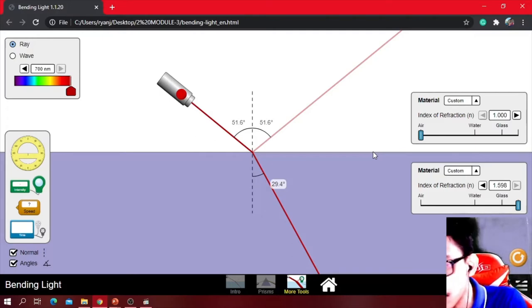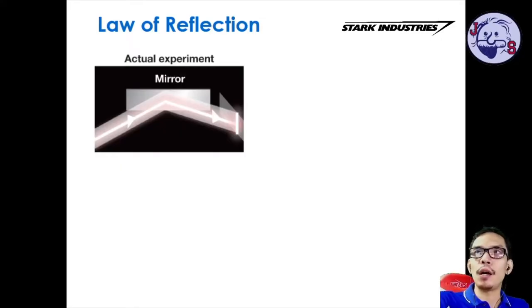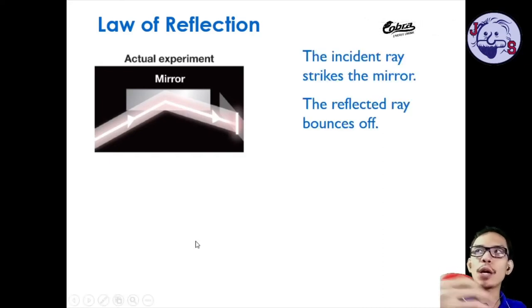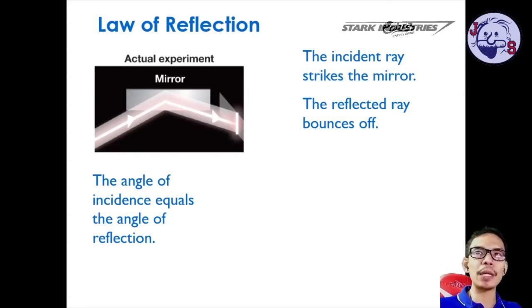Alright, so that is the law of reflection. Let's have the idea about it. As we all know, the incident ray strikes the mirror and the reflected ray is the one that bounces off. Typically, the angle of incidence is equal to the angle of reflection. That is what the law of reflection is all about.